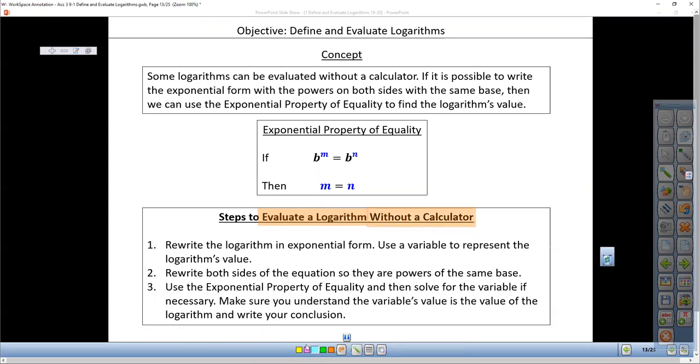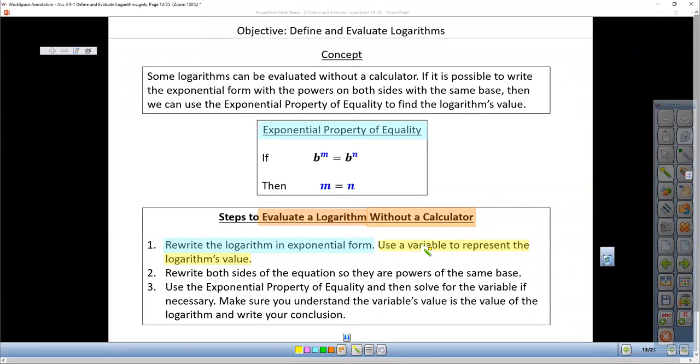One of the things that we will use will be what we call the exponential property of equality. So we're going to use that because we're going to rewrite the logarithm in its exponential form, which is one of the skills we were just practicing. We will use a variable to represent the logarithm's value, which is the exponent.